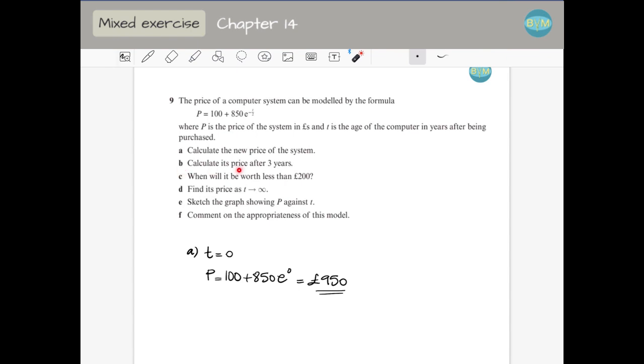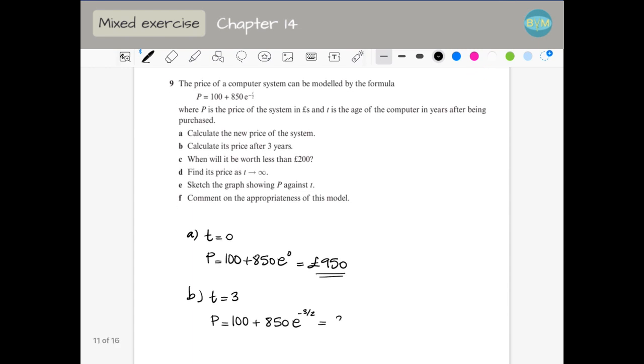B, calculate the price after 3 years. So now for B, T is going to be 3 years. So again, we substitute. So this is going to be 100 plus 850 e to the power of minus 3 halves. And this is 289.66 pounds. It doesn't say to the nearest pound.